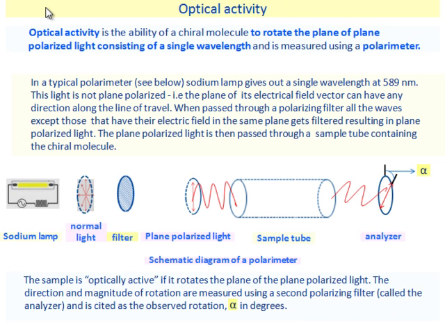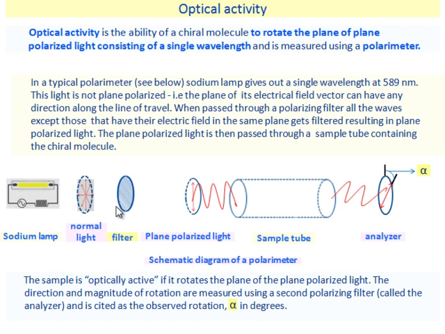Optical activity. Optical activity is the ability of a chiral molecule to rotate the plane of plane polarized light consisting of a single wavelength and is measured using a polarimeter. In a typical polarimeter, a sodium lamp gives out a single wavelength at 589 nanometers. This light is not plane polarized. That is, the plane of its electrical vector can have any direction along the line of travel.